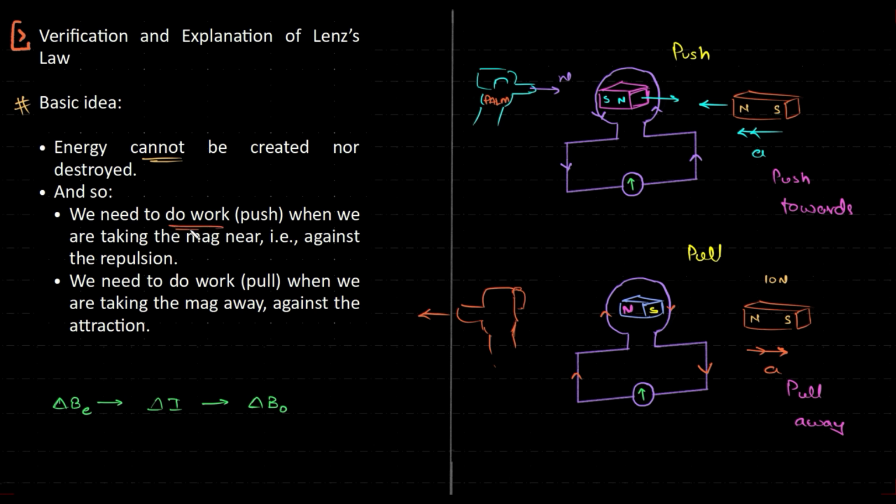Basically, we need to do work. Without work, there's no transfer of work. When we are taking the magnet near, that is against the repulsion, we need to do work, pulling. When we are taking the magnet away, it is against the attraction. So pull is to do with attraction, and push is to do with repulsion. This is the entire funda.